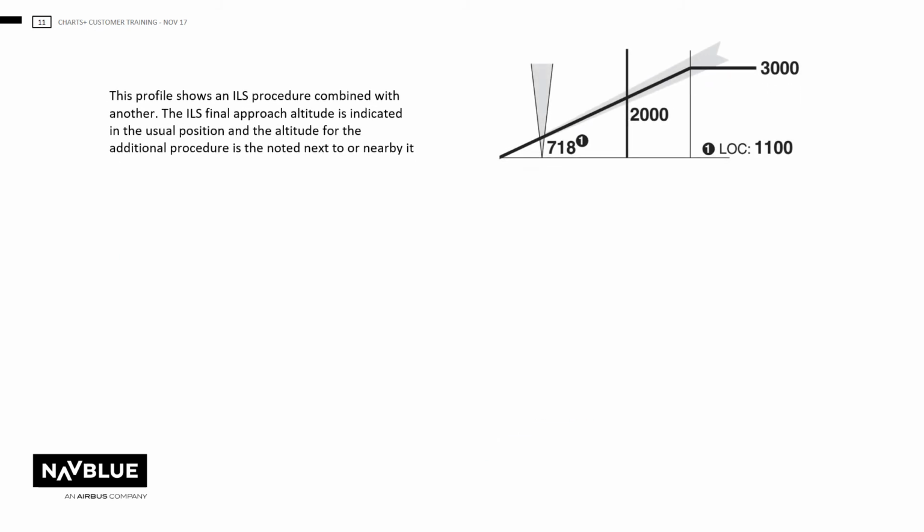Here is an example of a profile with combined procedures. The ILS final approach altitudes are to be indicated. The altitude figures for the other procedure to be indicated when it is different to the ILS altitude. This additional altitude figure to be placed as a note, preferably on the lower part of the profile.